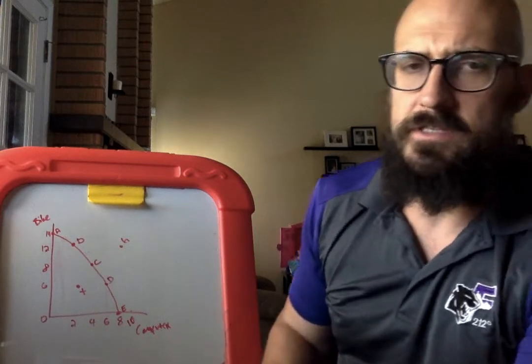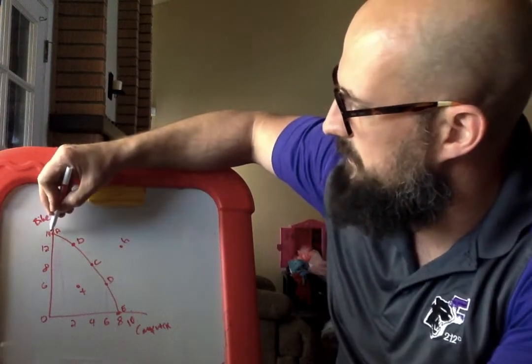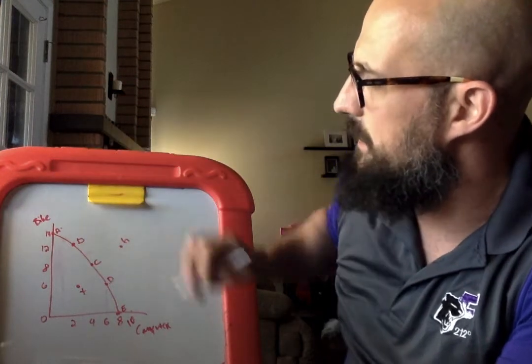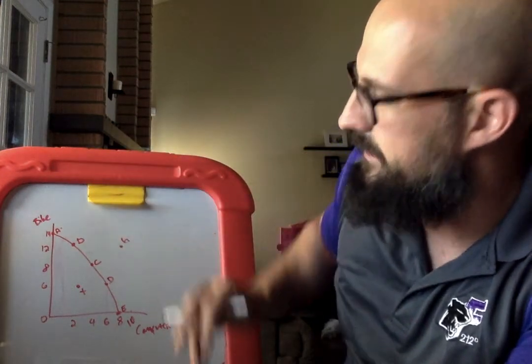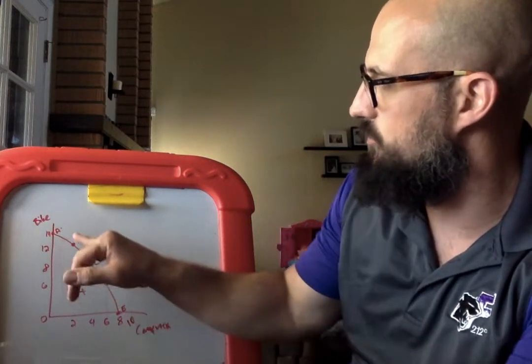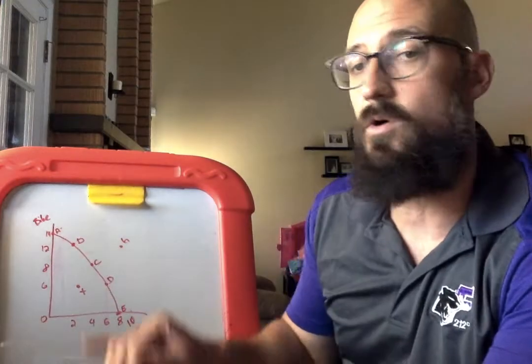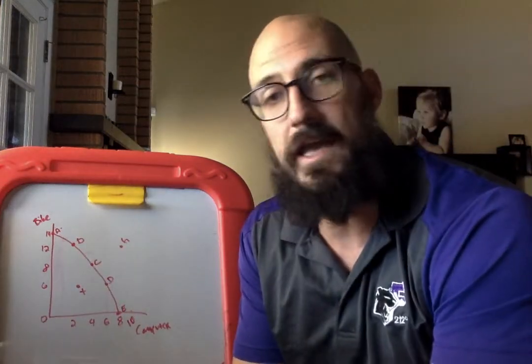Now, some other things that I want you to notice here is trade-offs, right? So let's say your society decides they're going to produce at point A. B, C, D, and E would be considered your trade-off, right? You're not picking any of these points. These are your other options that you could produce at, but your society just wants bikes, so they're going to be producing at point A, okay?